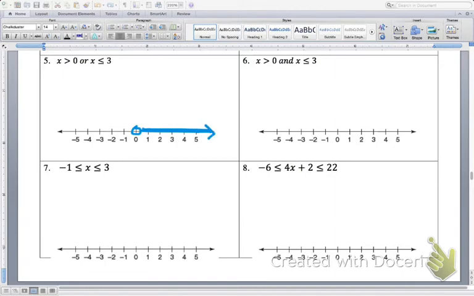Now, at 3, closed circle. And 3's already been highlighted by the arrow, so I'm just going to put a closed circle over it. Still a solution, and everything to the left, less than. So I'm going to go to the left. It's going to close that 0, and it's going to cover everything to the left. So here we have all real numbers again.